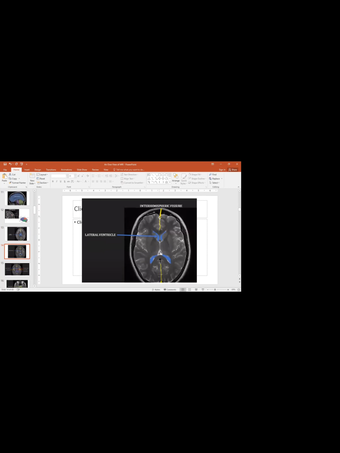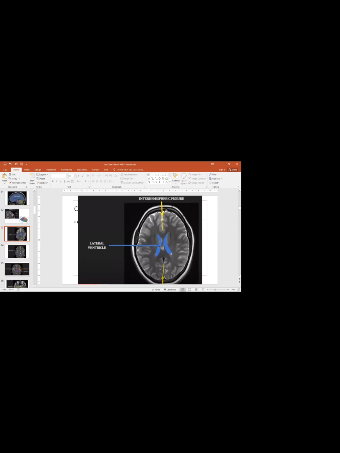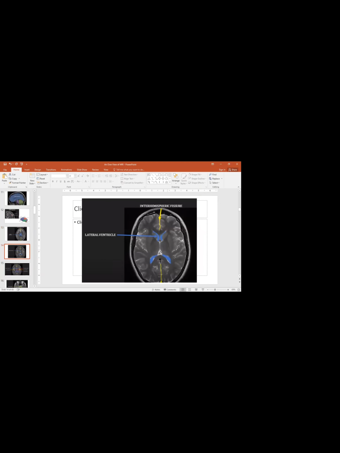Again, we can appreciate this interhemispheric fissure between right and left frontal lobes of the cerebral hemisphere, and these are the lateral ventricles. The anterior horns are there, and the posterior horns are there, and the bodies of the lateral ventricles are not seen as previously we were showing you in that section. So this section does not show you the bodies of lateral ventricles, but instead it shows you the anterior horns and the posterior horns of the lateral ventricle.